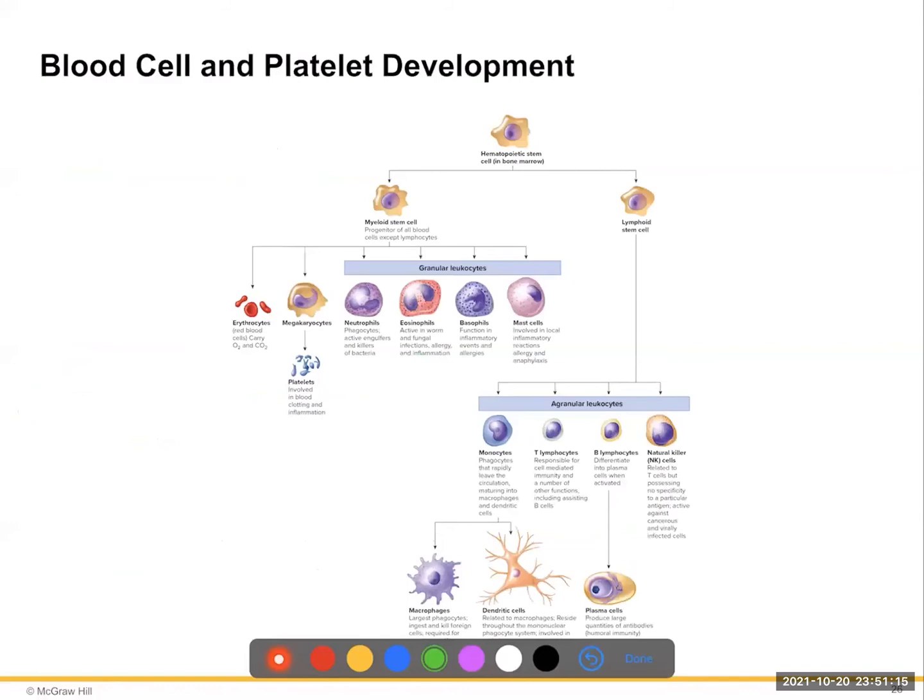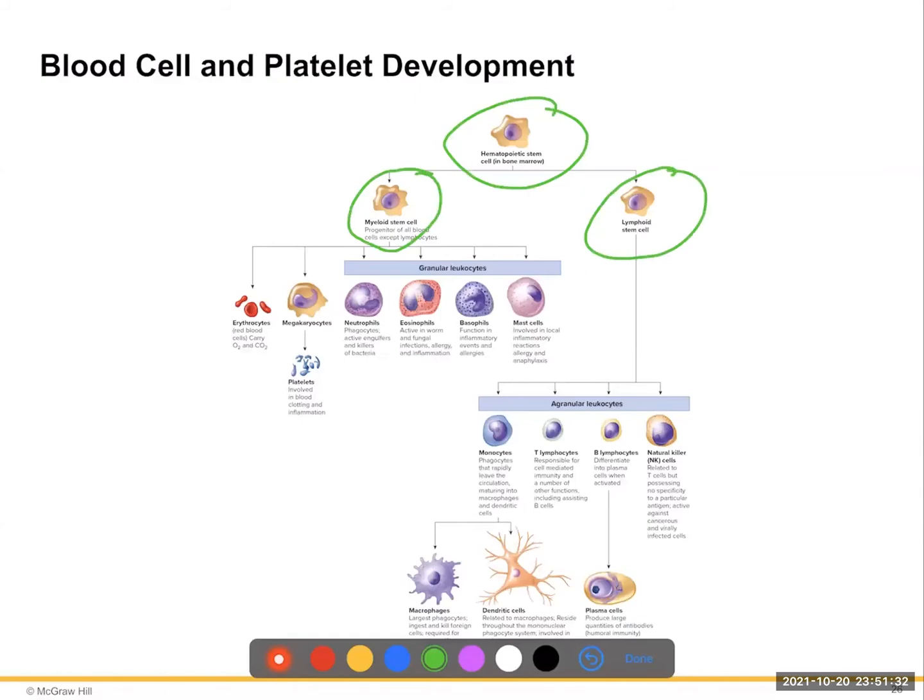Okay. So this is how we do it. This is your hematopoiesis. This is your stem cell. It can branch into two different types once you start differentiating it. You can go to the myeloid stem cell, or it can go to the lymphoid stem cell.